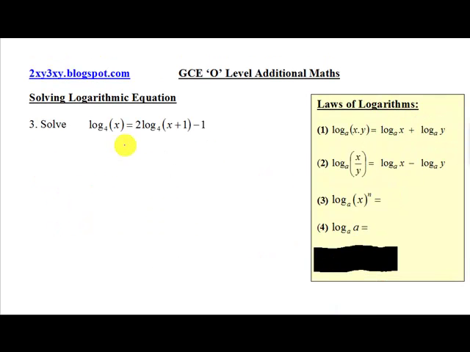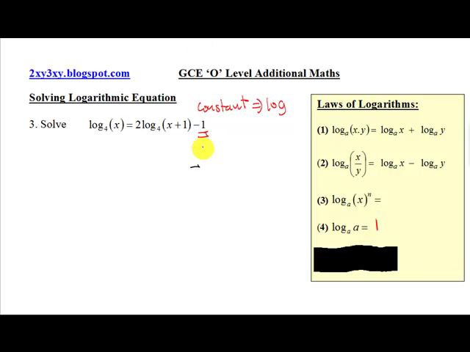Okay. In example 3, what is unusual here is we have a constant. If you want to solve a logarithmic equation that involves a constant, you have to change this constant into a log expression. How to change this constant into a log expression? Well, there is this law that says log base a, if the letter of this base and this letter are the same, the result here will be a 1.